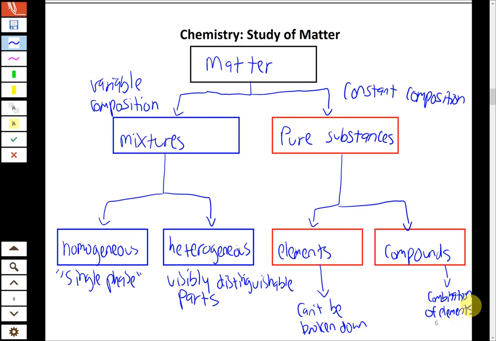So it's a combination of elements. And if you break down a compound, you can then get the individual elements out in many cases. And the whole study of chemistry is really how we convert between these. So chemical reactions or chemical methods allow us to combine elements into compounds, or to break compounds down into their elements.